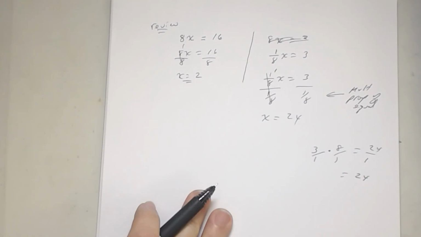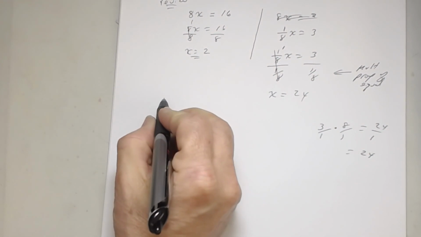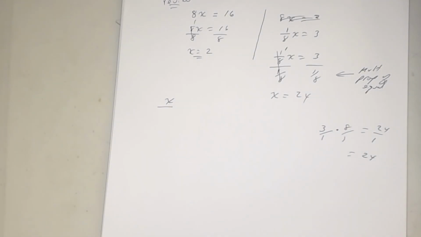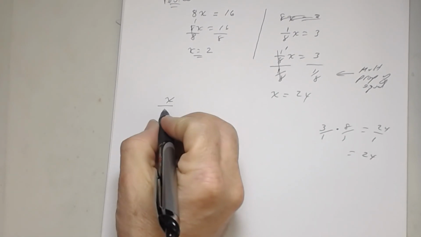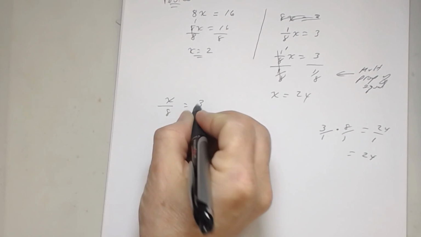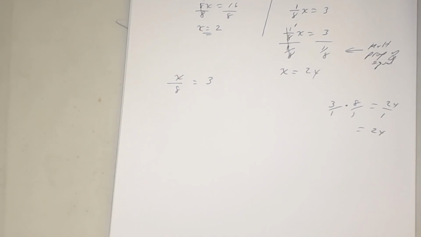Now, what if you had this? There are several problems in this section that look like this: x divided by 8 equals 3. So what number divided by 8 is 3? You can look at this and tell me what the solution is. What number divided by 8 is 3? I thought you could. Come on, y'all. 24. 24 divided by 8 is 3.